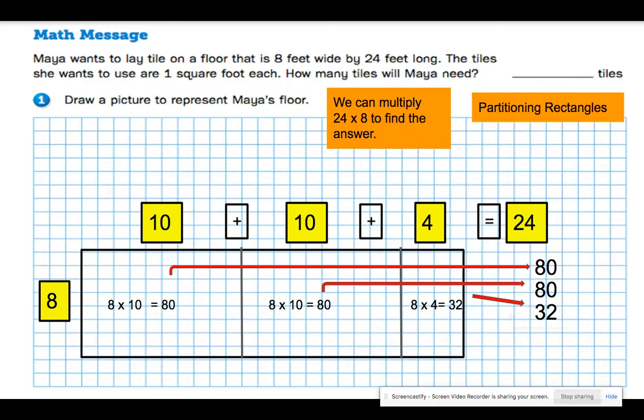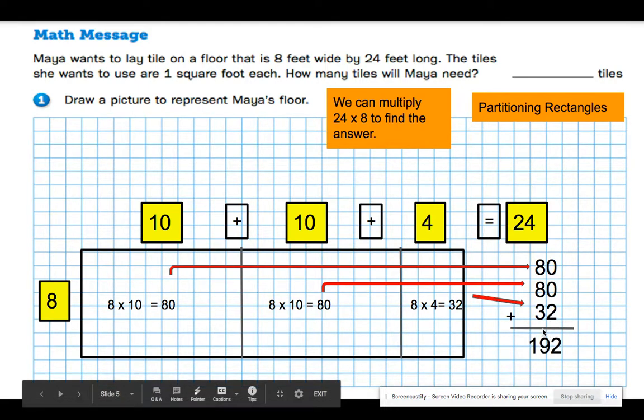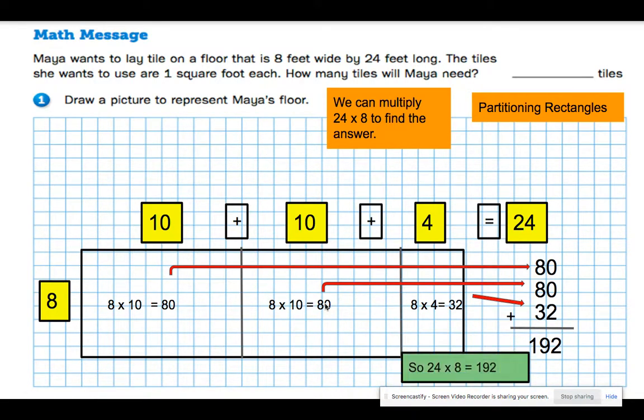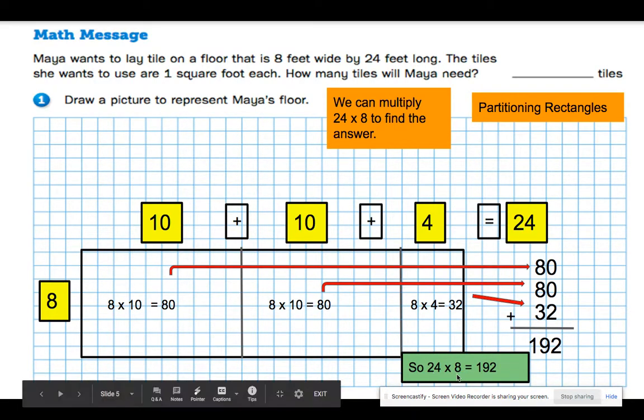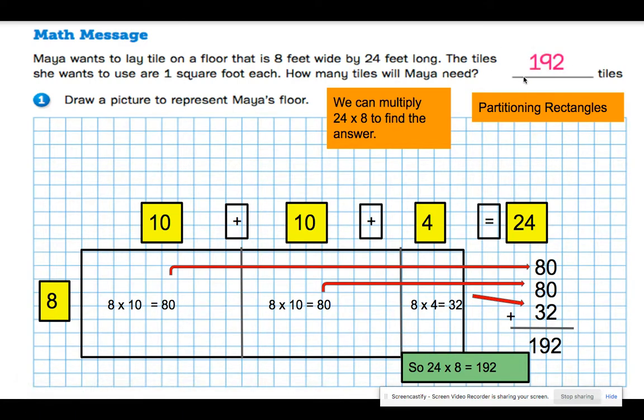And then what we're going to do is add those 3 smaller sections together. And when I do that, I get 192. All right, so this is how we partition our rectangles to find an answer. So 24 times 8, which is what our original problem was, is 192.